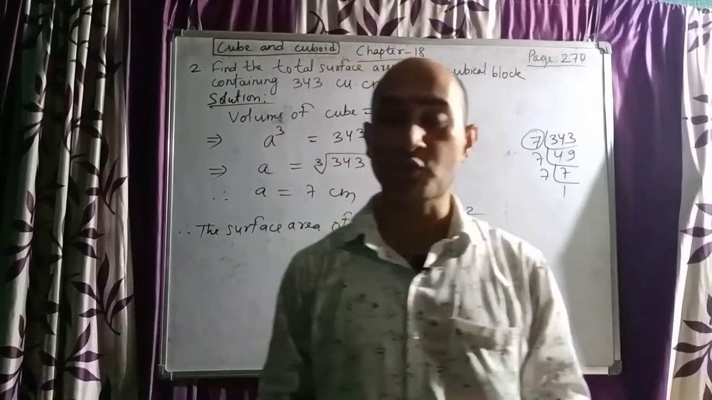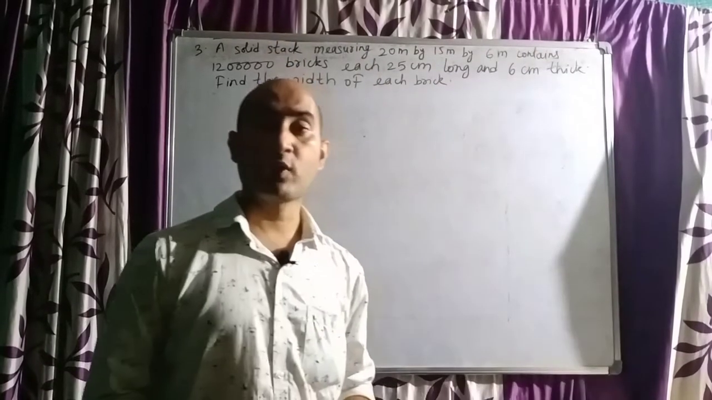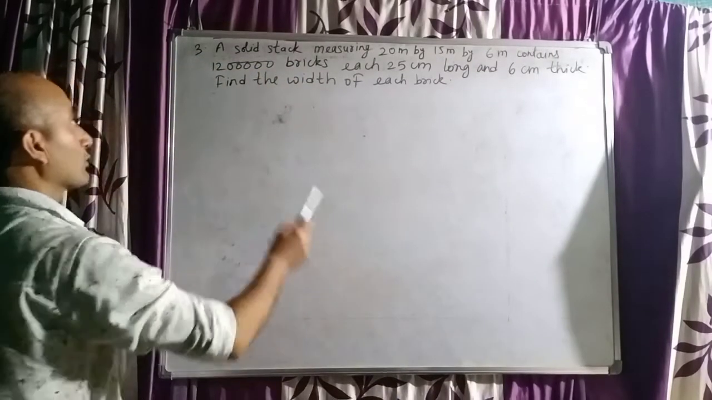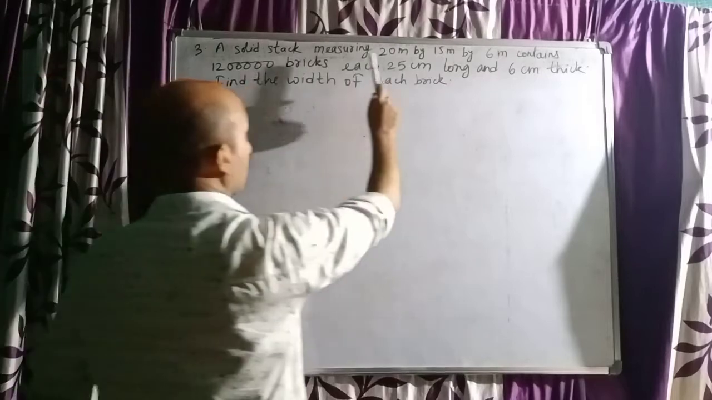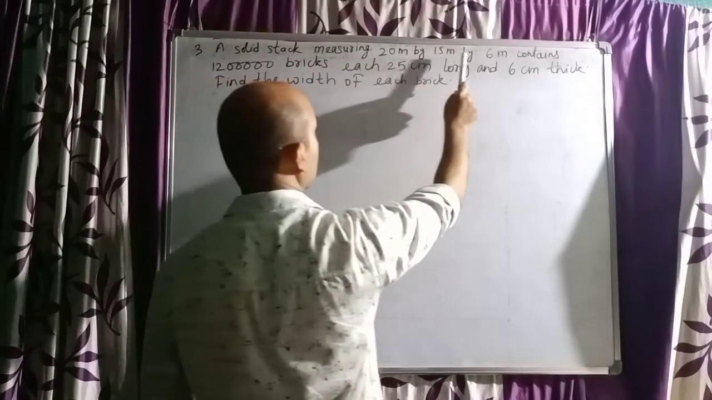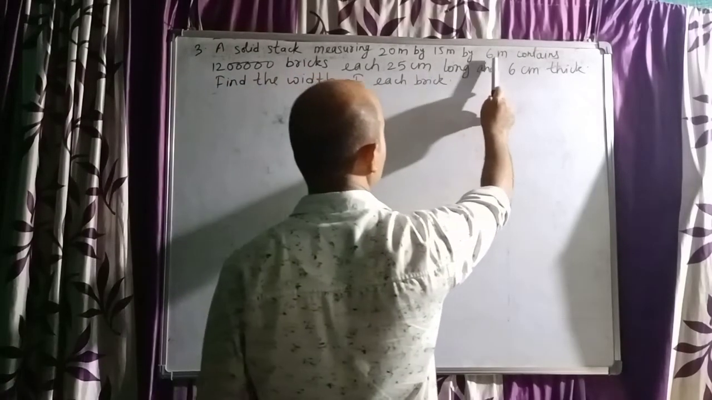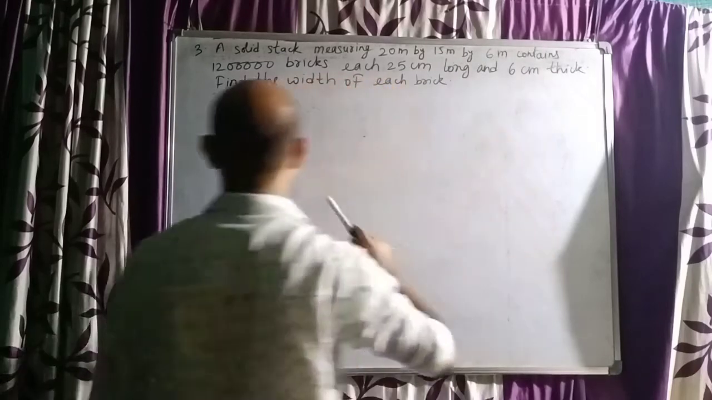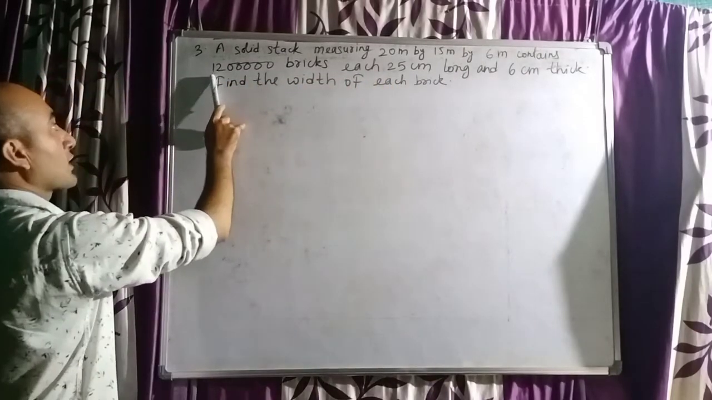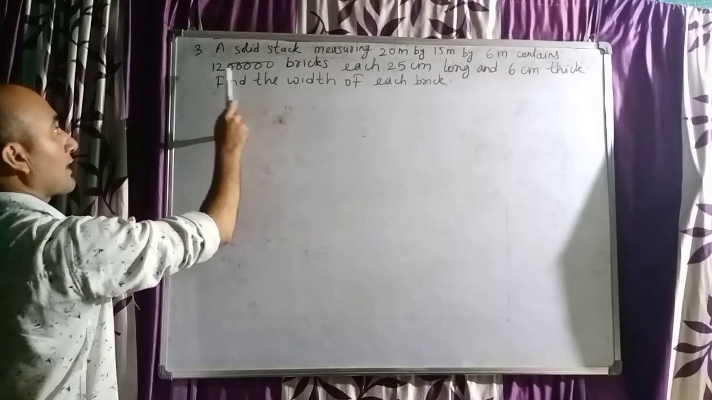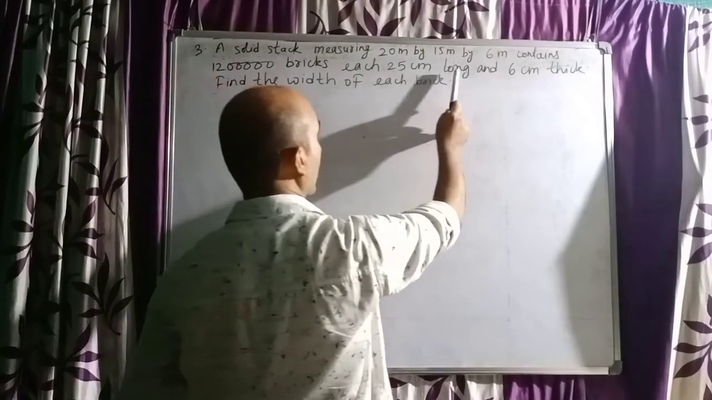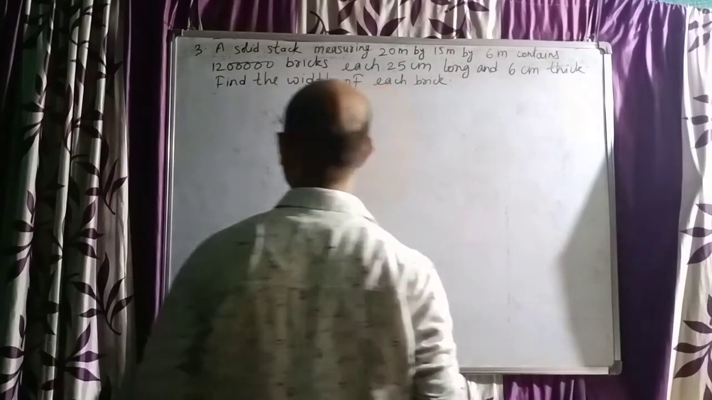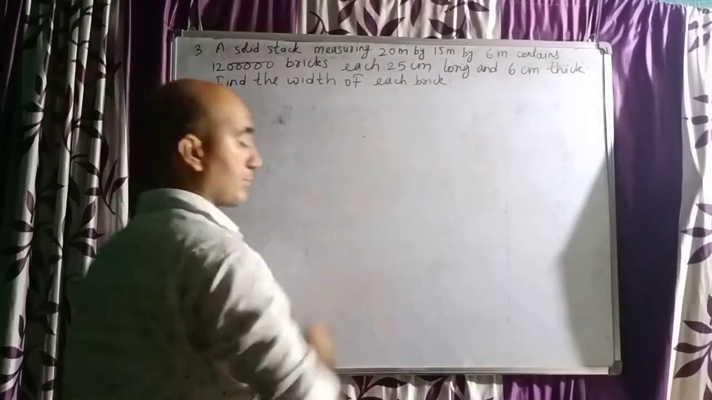Let us discuss one more question, children. So children, I have one more question here. Question number 3 says a solid stack measuring 20 meter by 15 meter by 6 meter contains 12 lakhs, because 5 zeros, so 12 lakh bricks, each 25 centimeter long and 6 centimeter thick. Find the width of the brick.